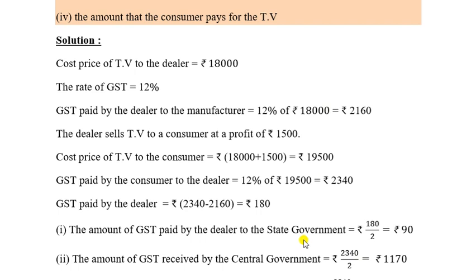Now next, according to the question, you find out the amount of GST paid by the dealer to the state government. Here we already got GST paid by the dealer is 180. Easily we can find out the amount of GST paid by the dealer to the state government, half of this total GST. That means 180 by 2. That means 90 rupees. 90 rupees is the amount paid by the dealer to the state government.